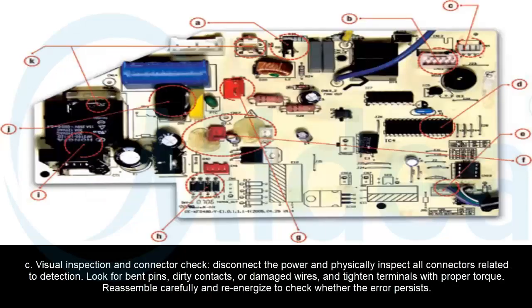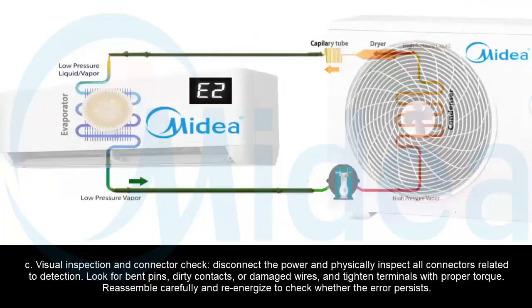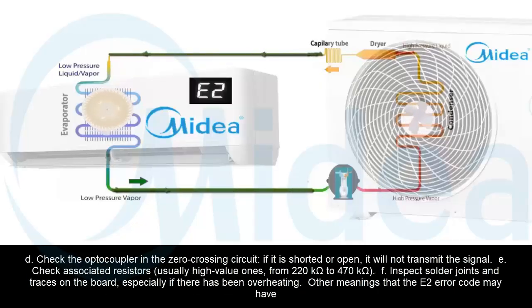C. Visual inspection and connector check. Disconnect the power and physically inspect all connectors related to detection. Look for bent pins, dirty contacts, or damaged wires, and tighten terminals with proper torque. Reassemble carefully and re-energize to check whether the error persists.